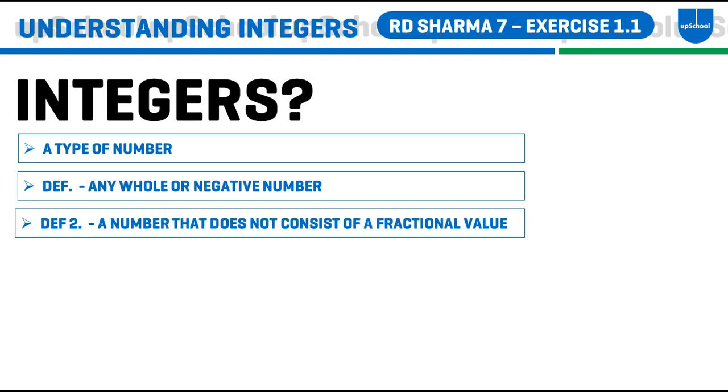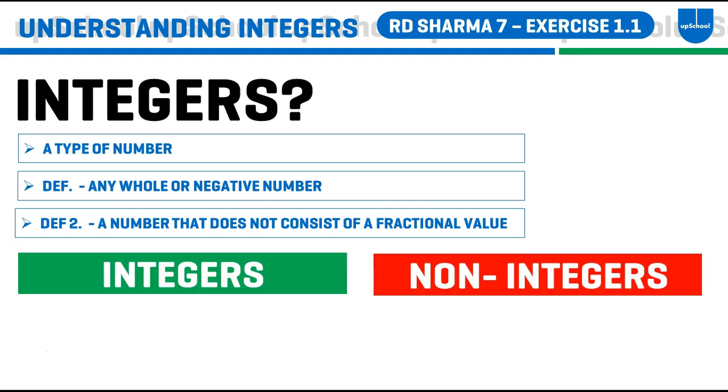So another definition is an integer is a number that does not consist of a fractional value. So any number that you find that does not consist of a fractional value can be known as an integer, okay? So the entire collection of all the whole and negative numbers that do not consist of a fractional value, they are known as integers, and they can be represented on a number line. So yes, now we'll look into the examples of integers and examples of non-integers. Non-integers are numbers that aren't integers, alright?